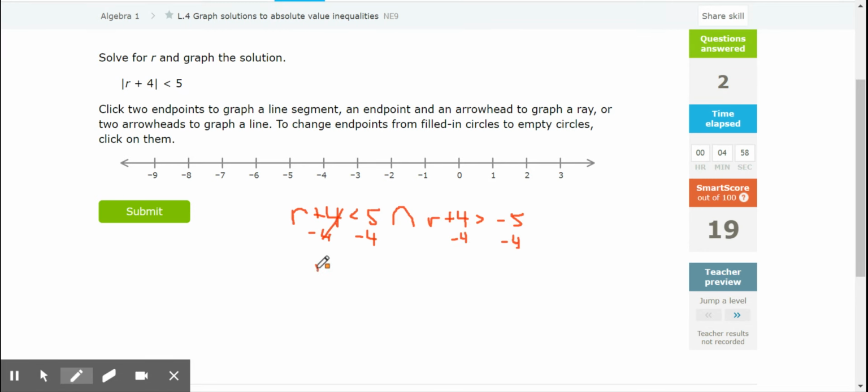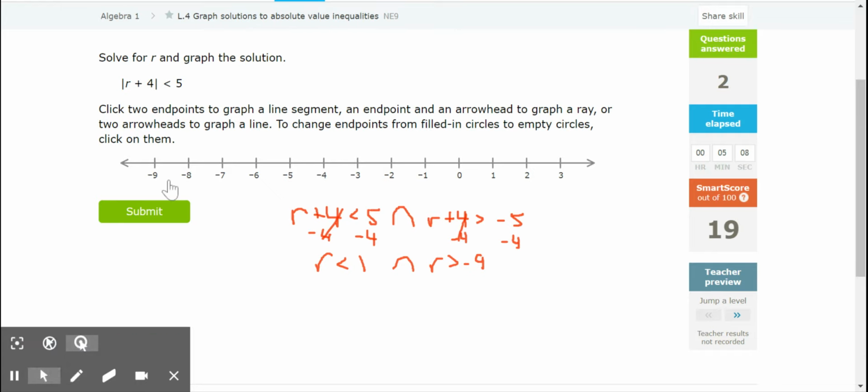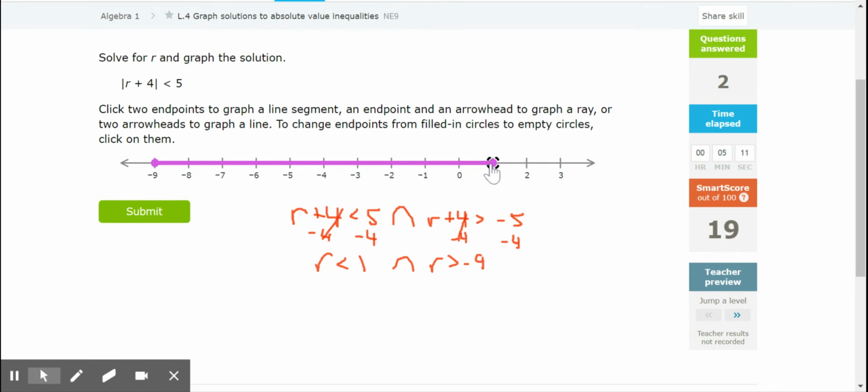And that is going to give us r is less than 1 and r is greater than negative 9. Okay, so from negative 9 to positive 1, but we don't want 1 and we don't want negative 9. Now, like I said before, the middle of this absolute value is going to be negative 4 because negative 4 plus 4 is 0. So there's my 0. I can be no more than 1, 2, 3, 4, 5 units in one direction on one side, 1, 2, 3, 4, 5 units on the other side.